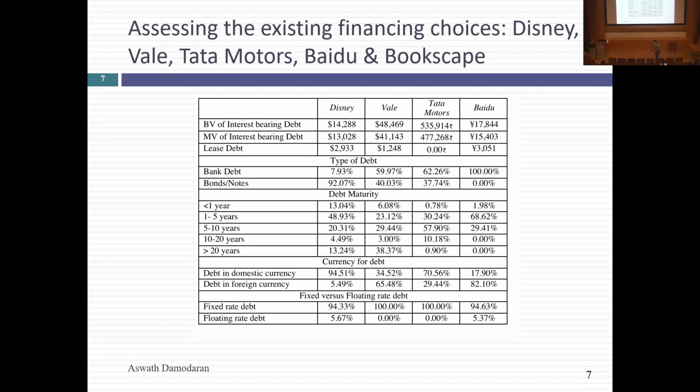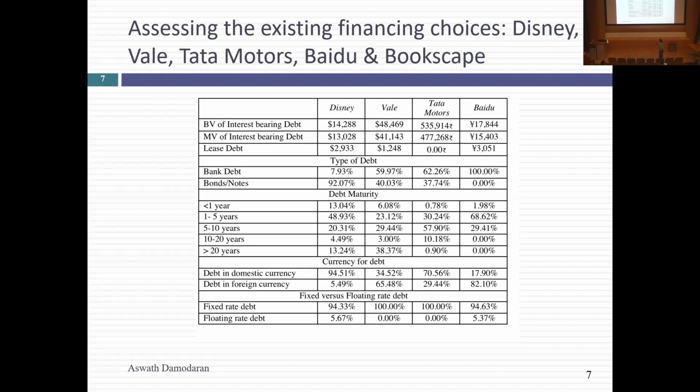Tata Motors, 38% of the debt is corporate bonds. I was actually surprised it was that high. But part of that came from the acquisition of Jaguar Land Rover, which brought in corporate debt. And now Tata Motors is a much bigger user of corporate bonds. Baidu's debt is all bank debt, 100%. So differences across the four companies.